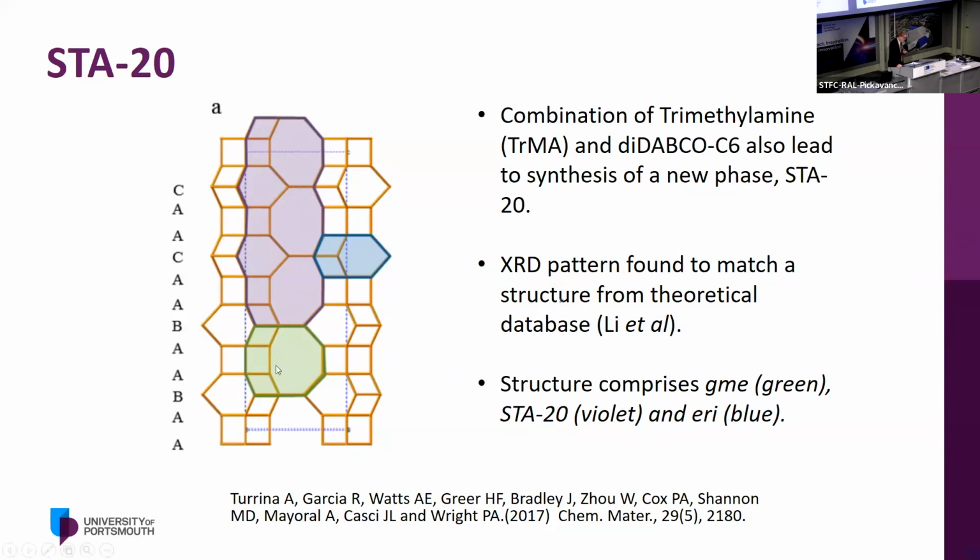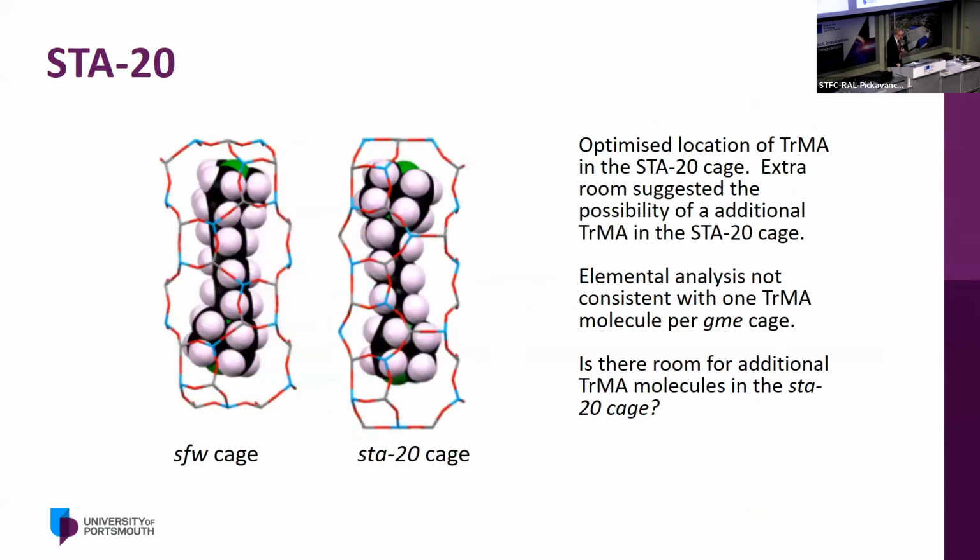But how about the templates here? Because we have two different types of cage, and we have the STA cage here, which is much longer than the SFW cage that you saw earlier, which the C6 template fits really nicely into. So again, we looked at the modeling of that, and you can see that if you put the C6 DABCO template into that STA-20 cage, it looks a bit short. The energy certainly seems okay.